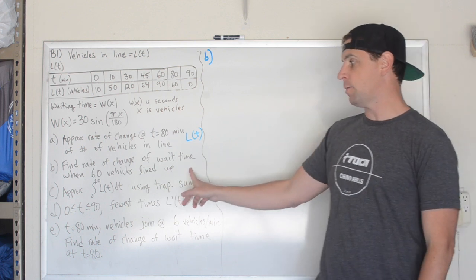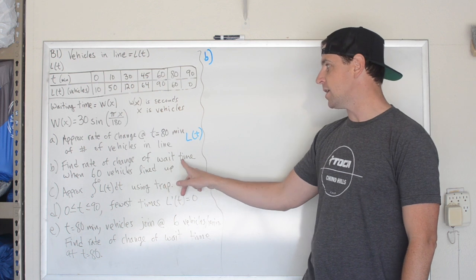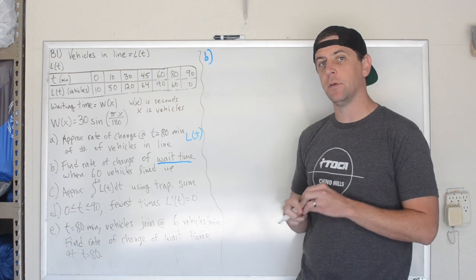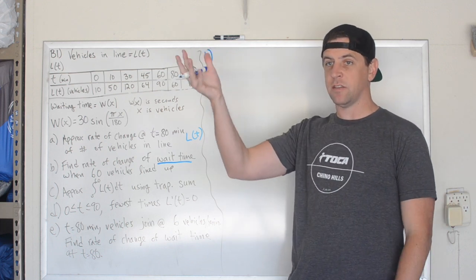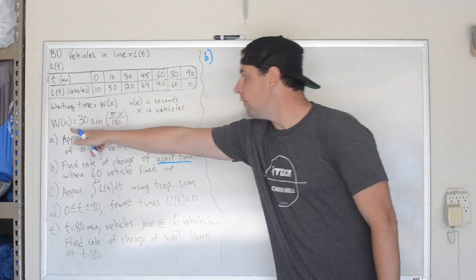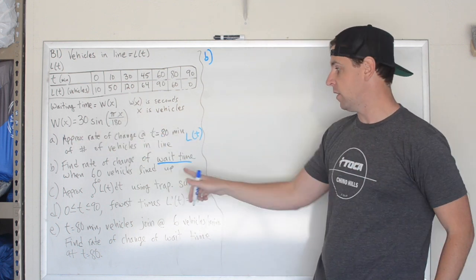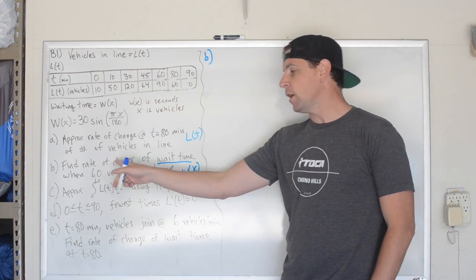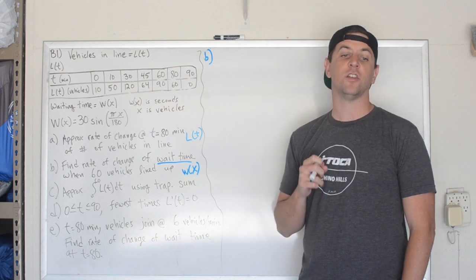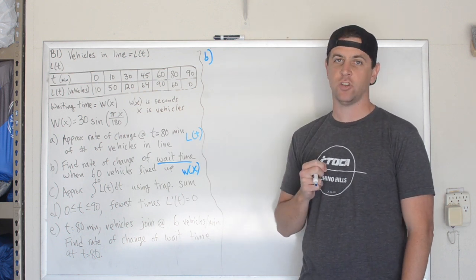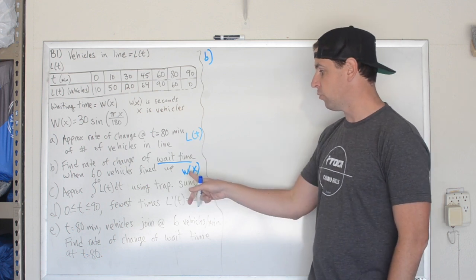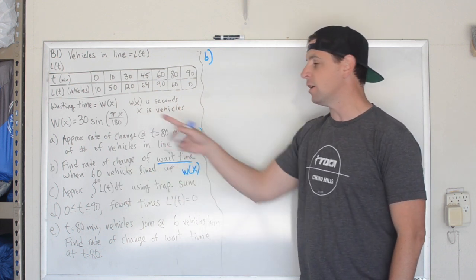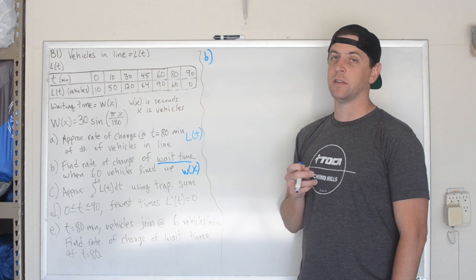Now we go to part B. Part B says find the rate of change of the wait time when 60 vehicles are lined up. So we have two different functions. Remember, L of t is the number of vehicles getting in line, where W of x is the waiting time once they're in line. So they want the wait time, so I know I'm going to be using my W of x function. And to find the exact rate of change, all we need is the derivative. That'll give me the instantaneous rate of change for that function. So I'm going to take the derivative of W of x, and then if I do that correctly, I'm going to put in 60 vehicles for x, and I will be able to get the instantaneous rate of change.